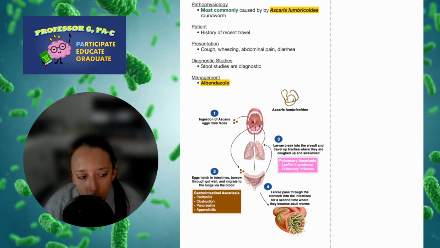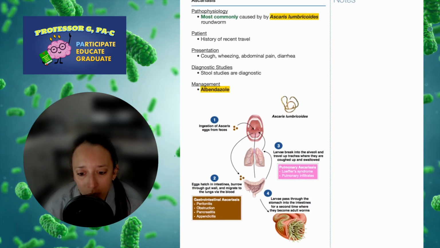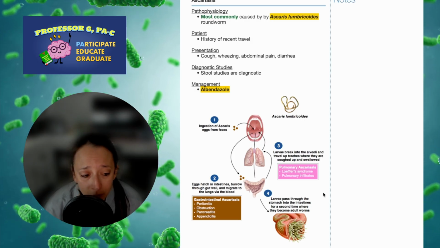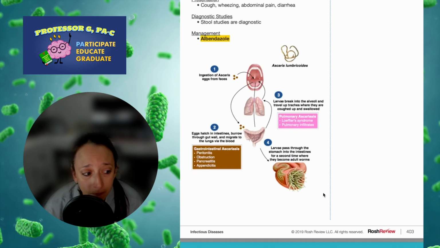So we want to get stool studies for O&P, and we'll treat with albendazole. Appropriate tip here is pulmonary plus GI symptoms together. We want to think Ascaris migration.